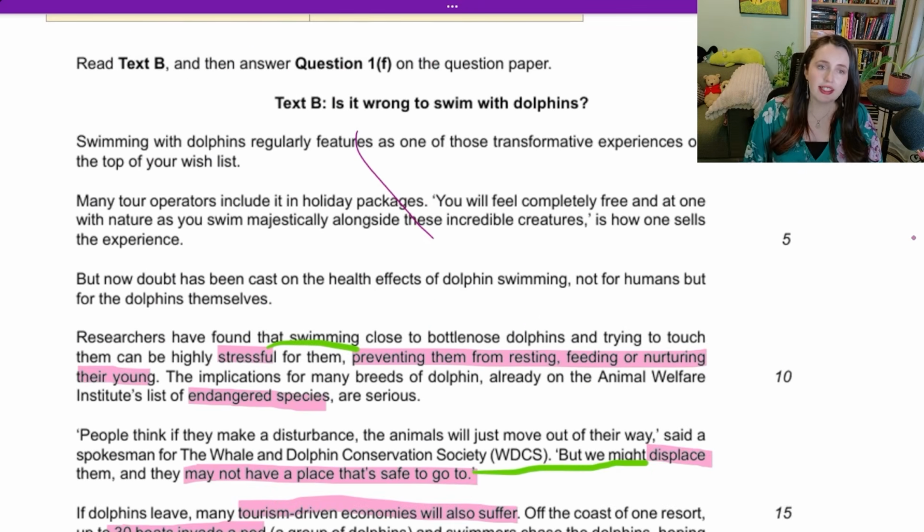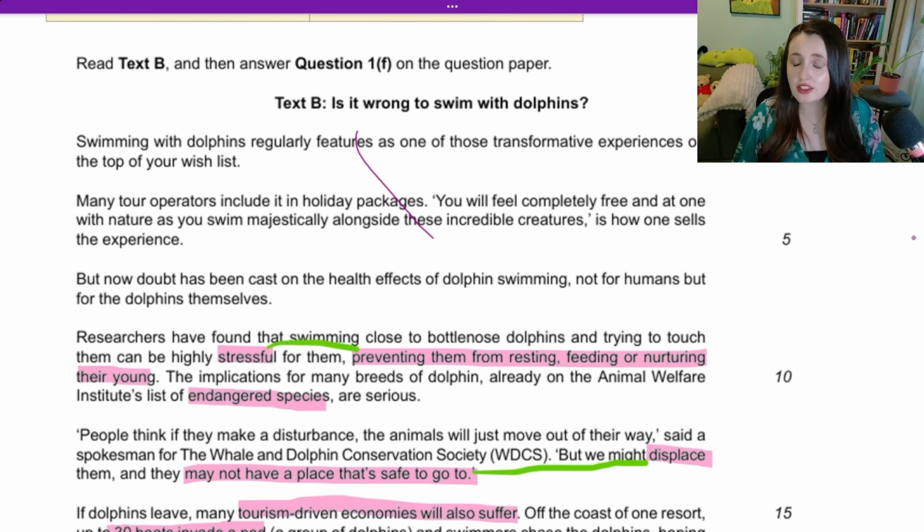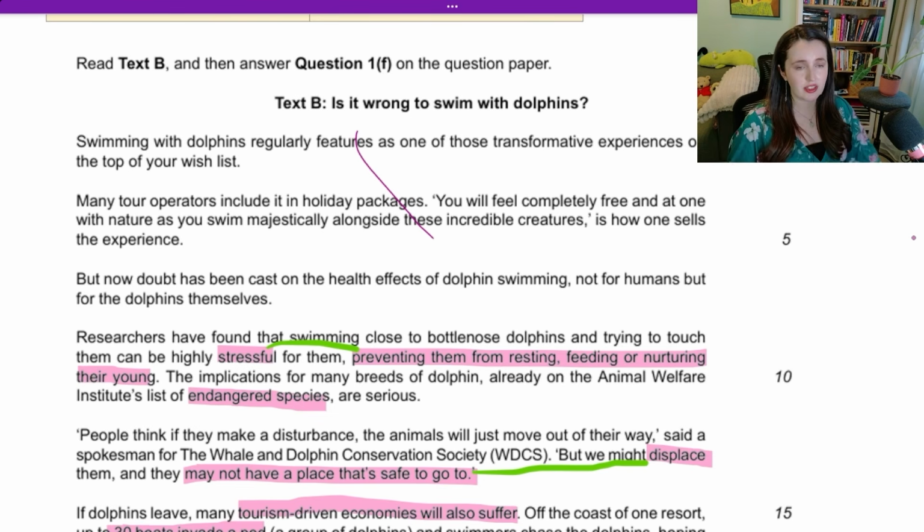Okay, text B. Is it wrong to swim with dolphins? Now, interesting, look at these first three paragraphs. No points here. So do notice some paragraphs might not have points in, and Cambridge are going to deliberately include distractions. They're going to include things that sound like they could maybe be in your summary, but actually they're not. And they're trying to distract you and trick you into putting something in that's not going to help you to gain marks. So watch out for that.